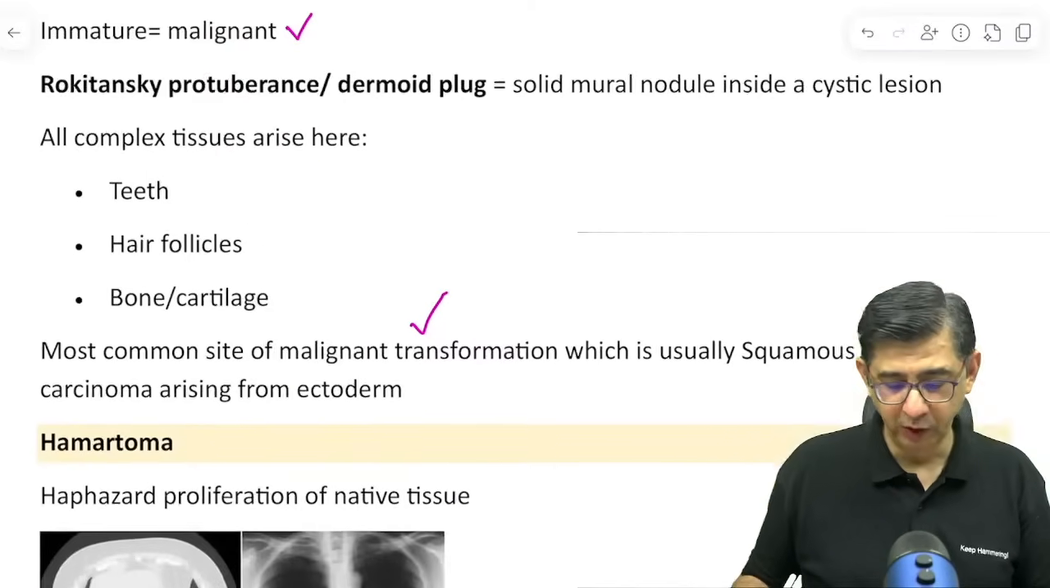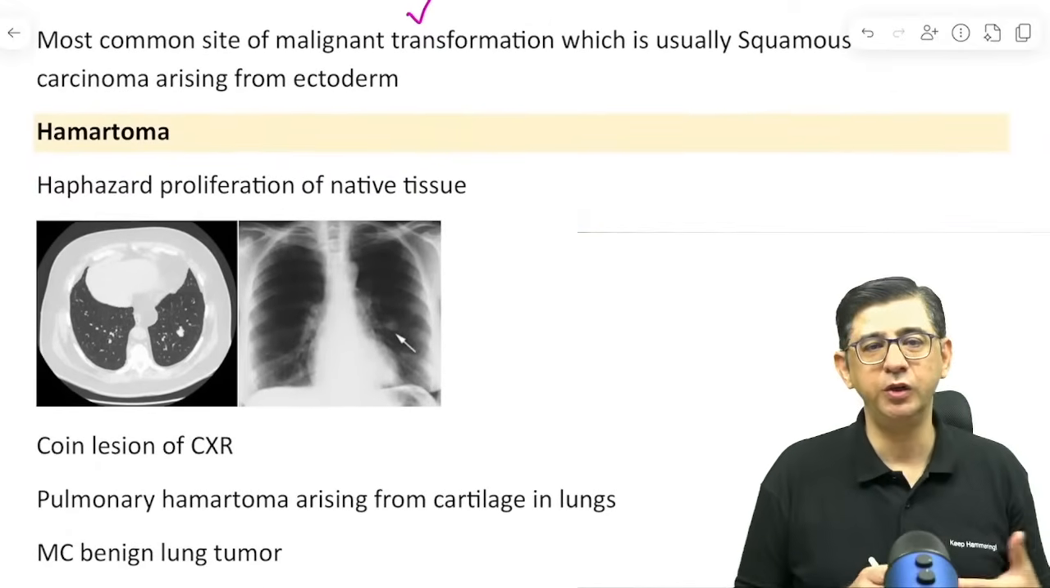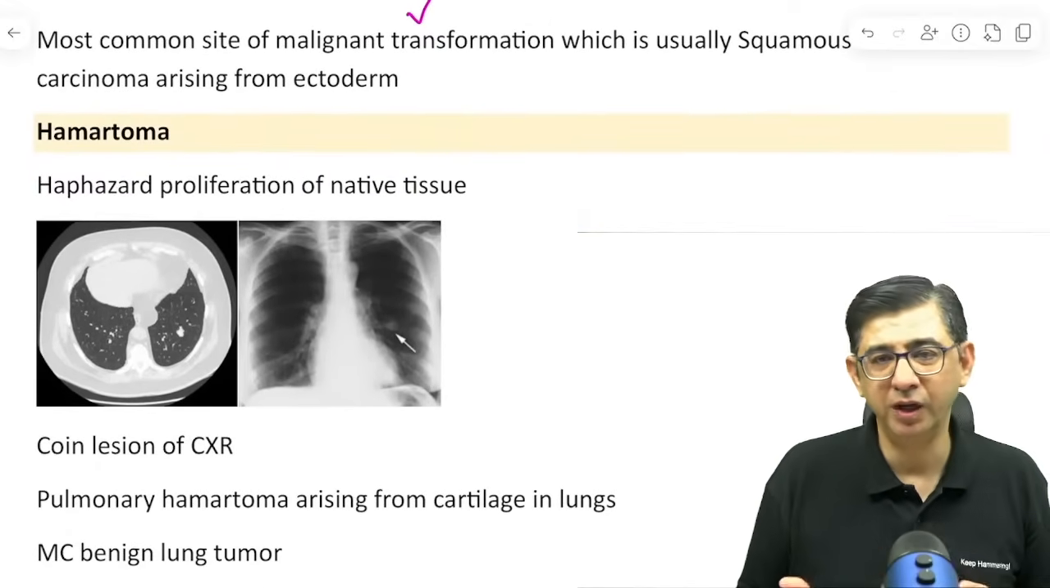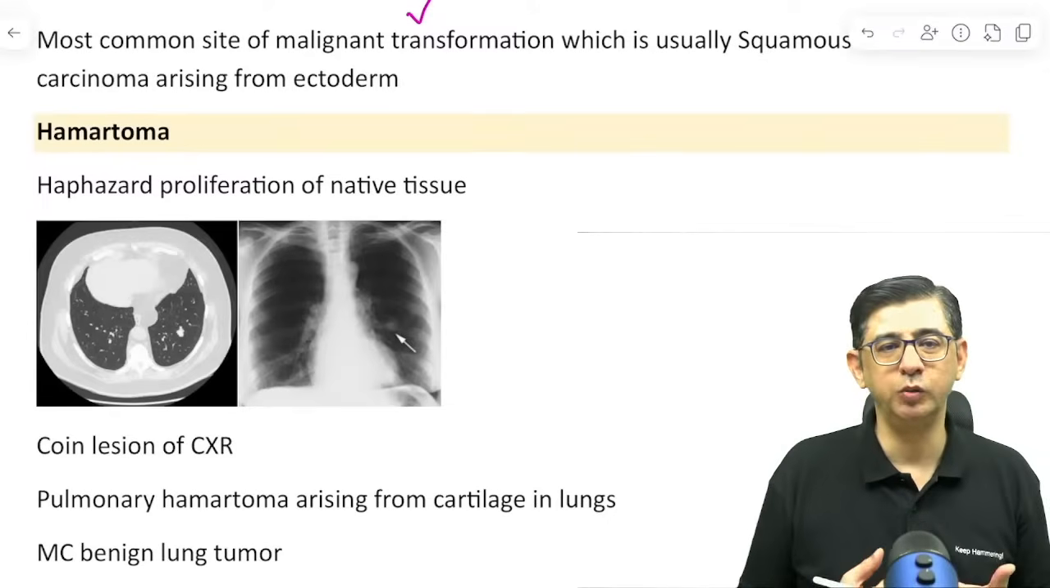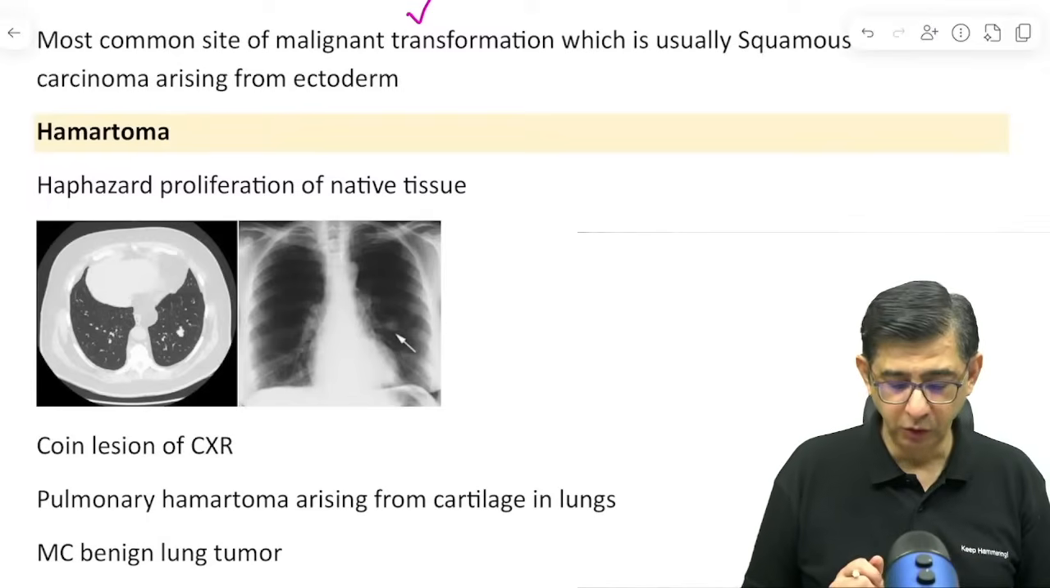Then comes the aspect of hamartoma. Now, hamartoma, how is the question usually asked? One is the standard one that we discussed in the short course as well. It happens to be the commonest benign tumor, which will be having that appearance, which is also called popcorn.